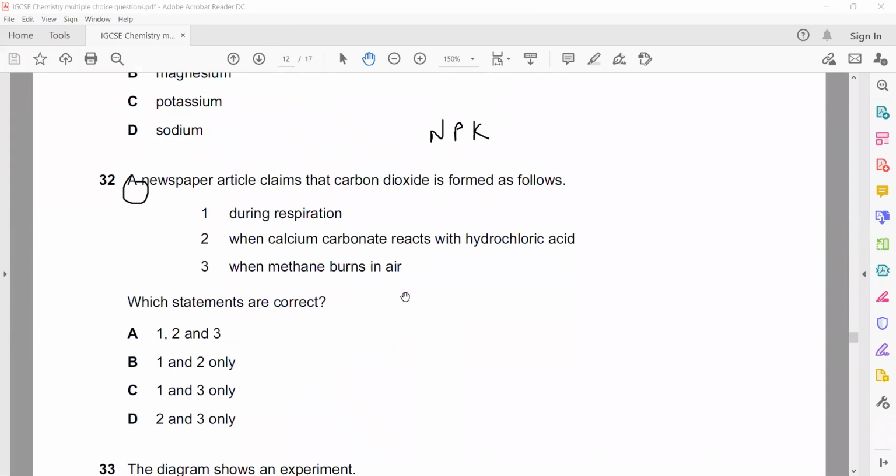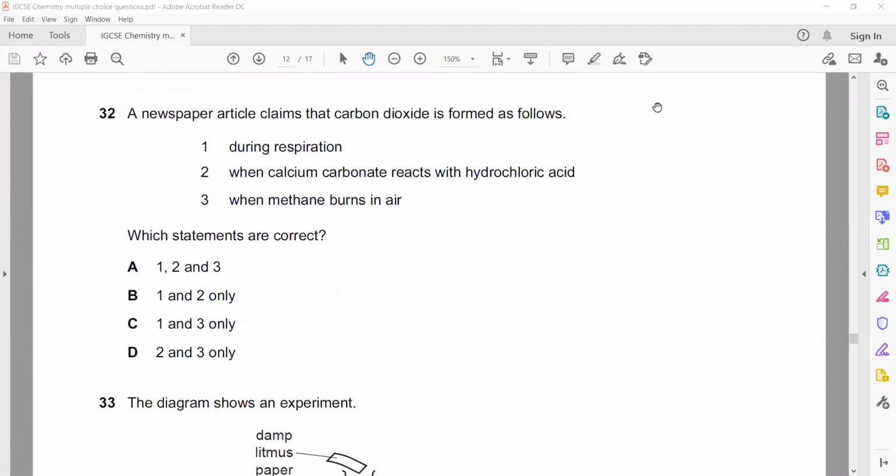A newspaper article claimed that carbon dioxide is formed as follows: during respiration, that's true. When calcium carbonate reacts with hydrochloric acid, that's true. When methane is burned, that is also true. So in all these processes, carbon dioxide gas is given off. So A is the right answer.